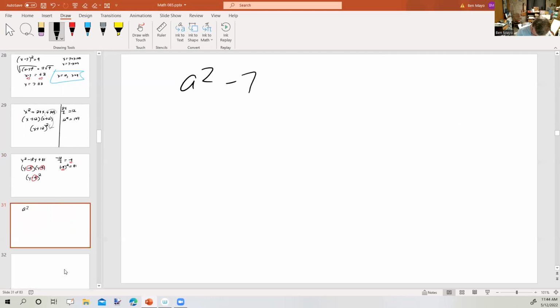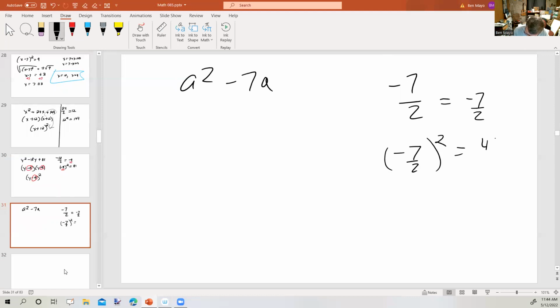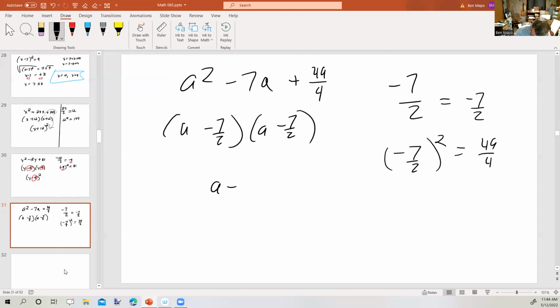a squared minus 7a. So we'll take -7, divide it by 2. So we get what? -7/2. We'll square that, which gives us positive 49/4, and we'll add that to both sides of the binomial to make it into a trinomial, and it's a perfect square trinomial that looks like that.